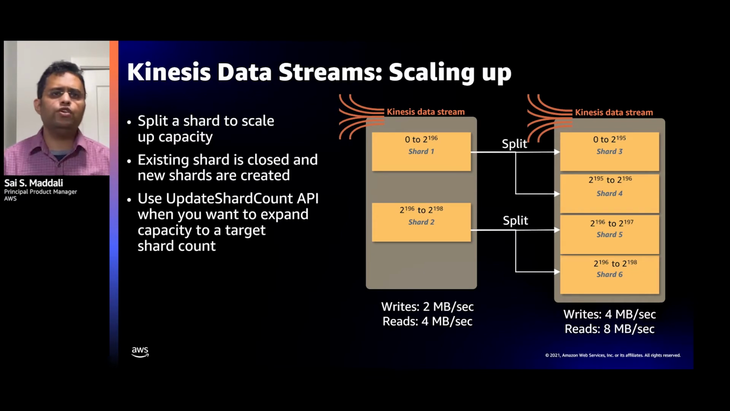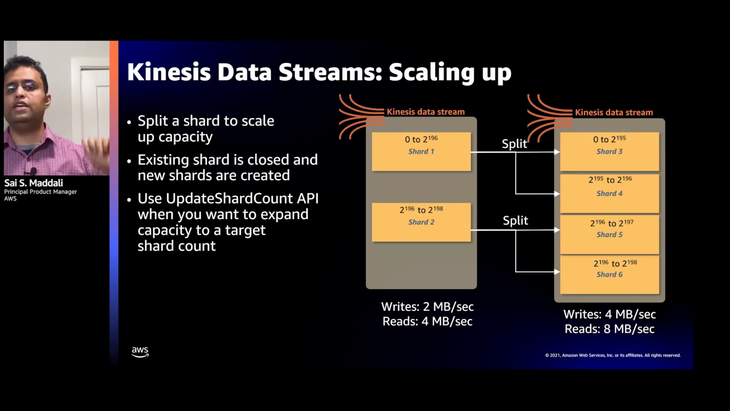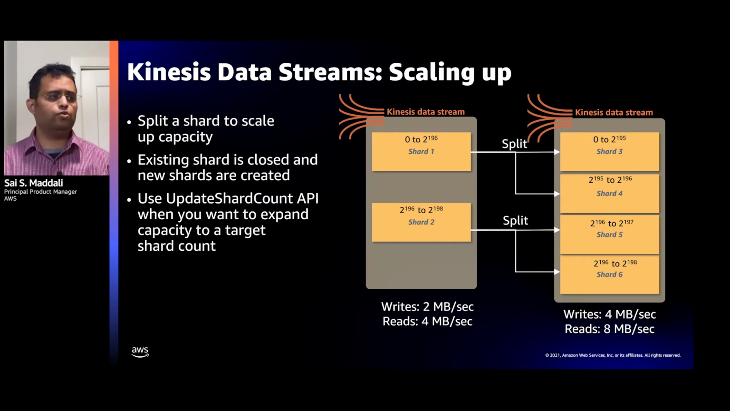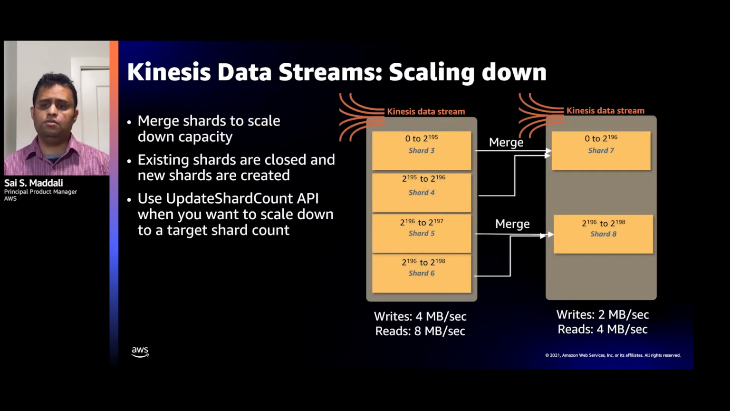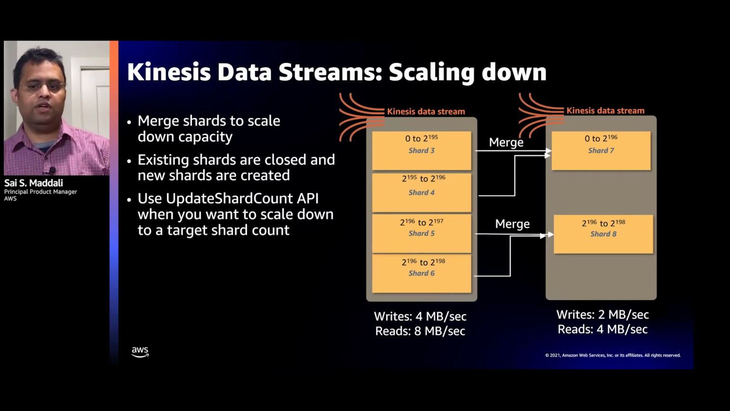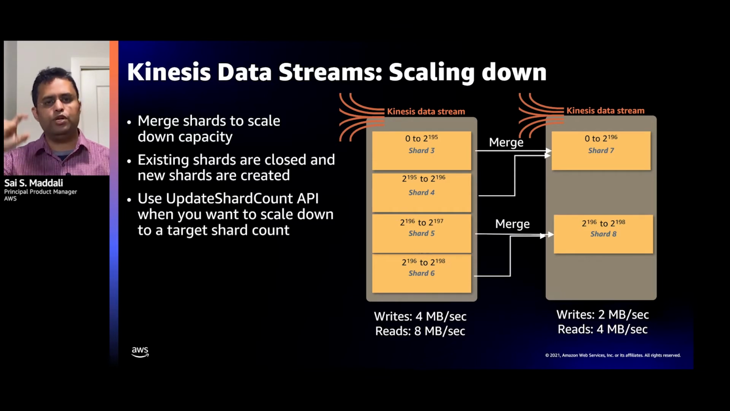We also provide an API called Update Shard Count that allows you to simply get to a target shard count. Say you have 2 shards and you want to get to 4 shards: you specify the target shard count, and Kinesis Data Streams automatically scales that stream to that shard count. So you've got 2 approaches for how you scale up capacity. You can not only scale up capacity, but you can also scale down. You can choose 2 adjacent shards, in this case shard 3 and shard 4, and use a merge operation that combines these 2 into a single shard.